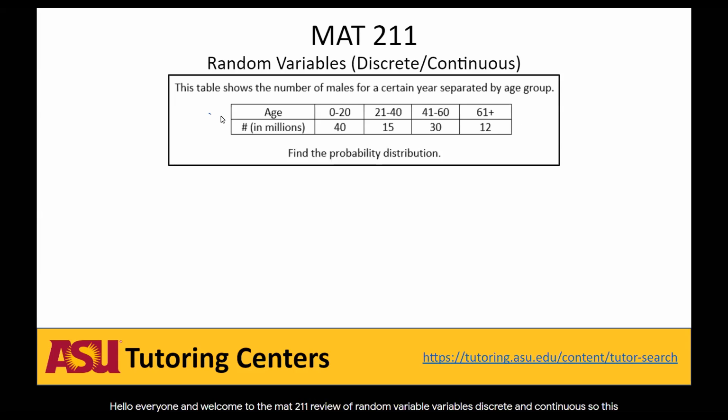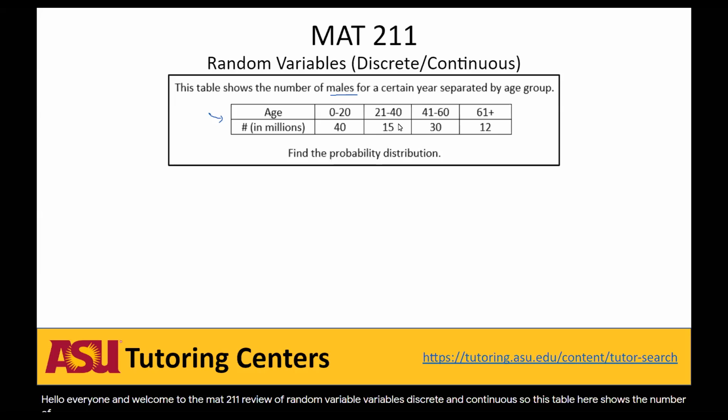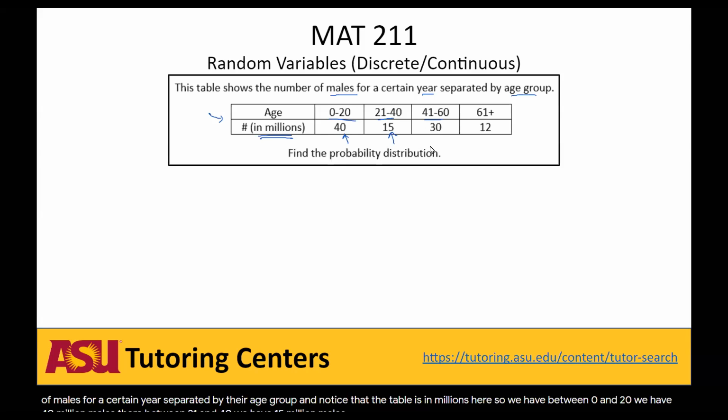So this table here shows you the number of males for a certain year separated by their age group. Notice that the table is in millions here. Between 0 and 20, we have 40 million males. Between 21 and 40, we have 15 million males. Between 41 and 60, we have 30 million males, and 61 and older, we have 12 million males. We want to find the probability distribution that corresponds to this table.